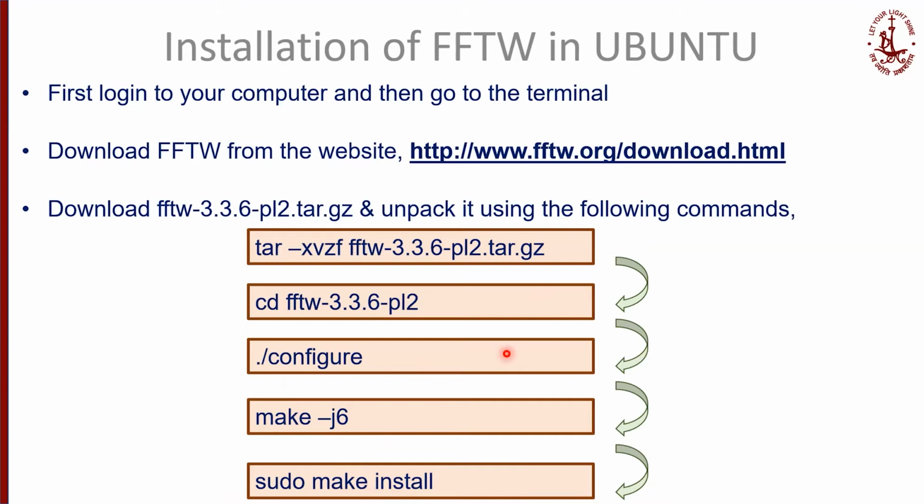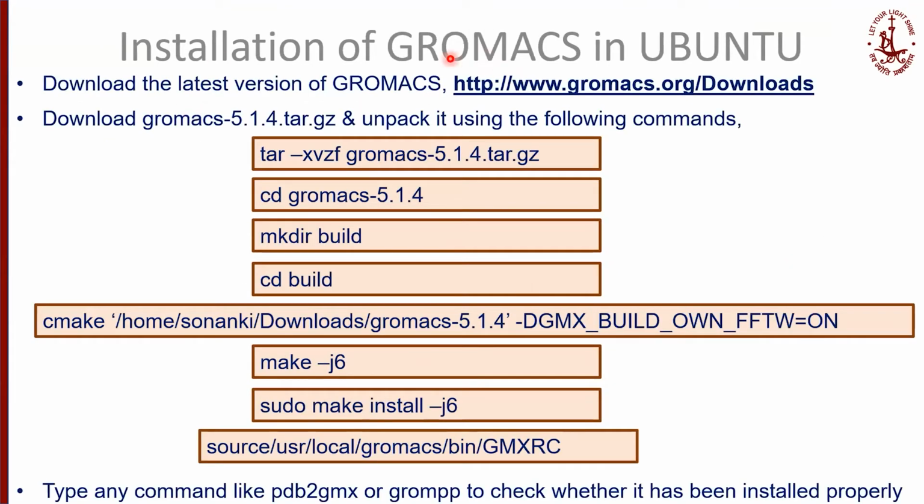The installation procedure for FFTW and for CMake is the same. Only the file name you have to enter is different. That's all. Once all these three are installed successfully, then you will move on to installation of GROMACS. Any version of GROMACS you can download. Preferably, you can download the latest version. What I have downloaded in my system is 5.1.4.